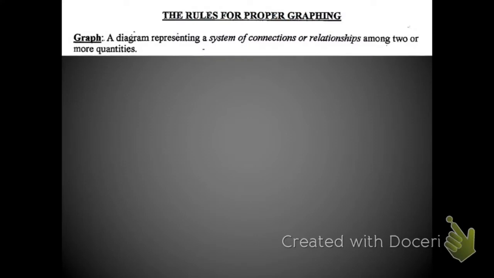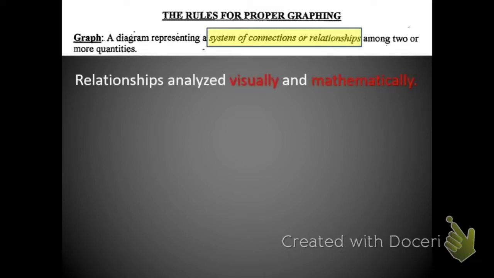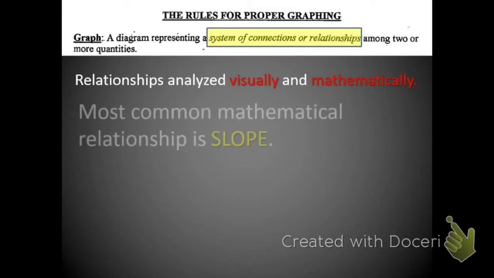So a graph is a diagram that represents a system of connections or relationships among two quantities. And that's really what we're going to be looking at today: how does a graph show us the relationships between things? The way that graphs allow us to do this is to look both visually and mathematically at relationships. The most common mathematical relationship that we're going to be looking at this year is slope.